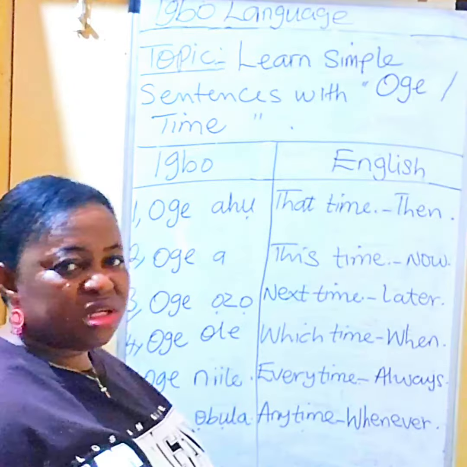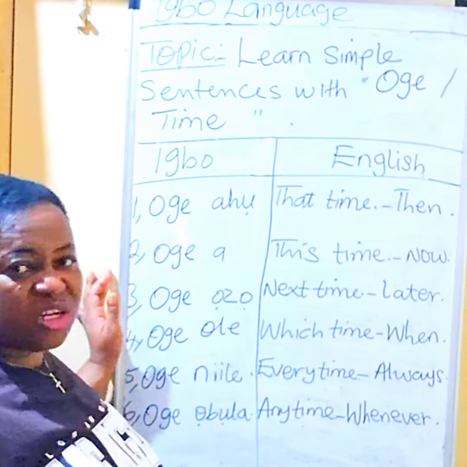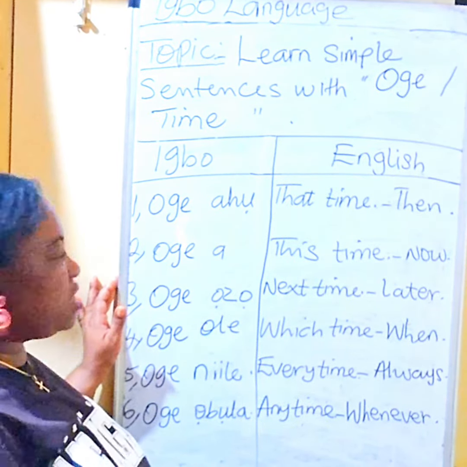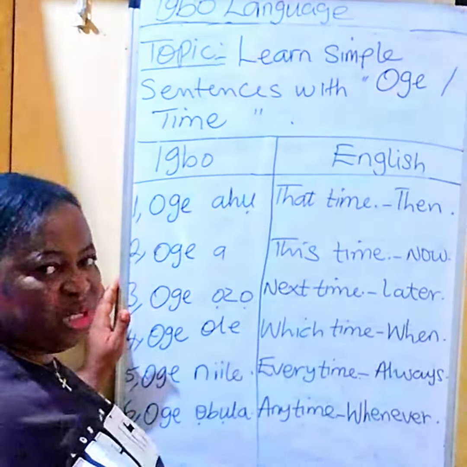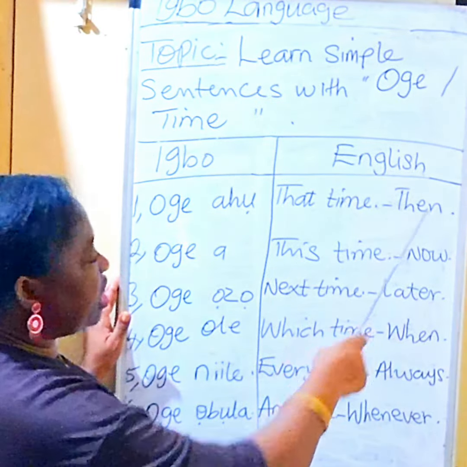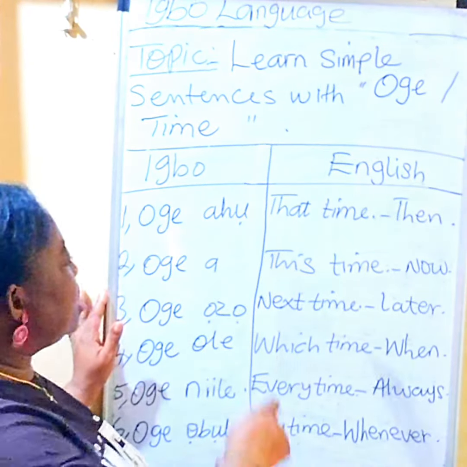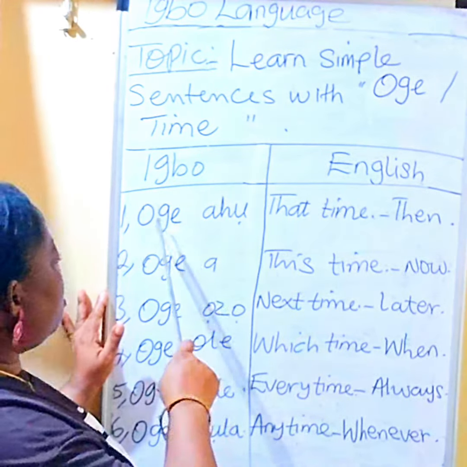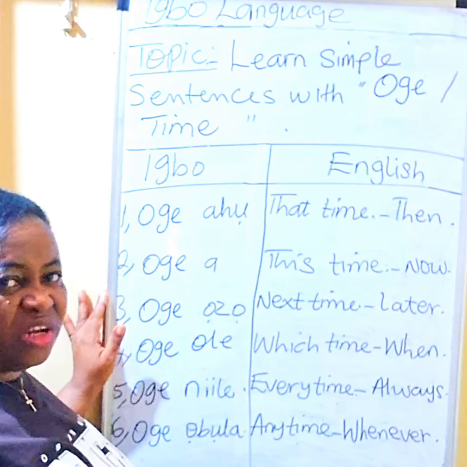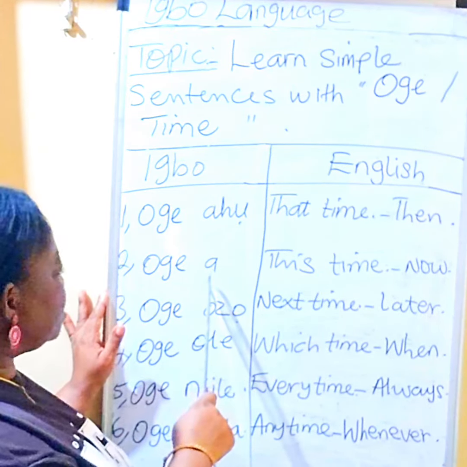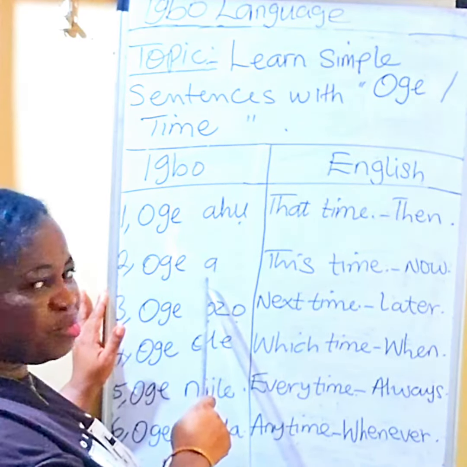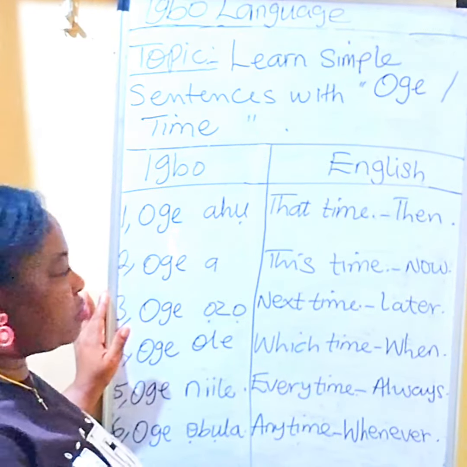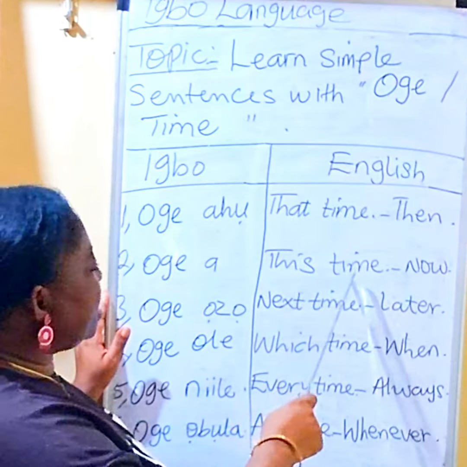Igbo, English. Class, repeat after me. Number one sentence says, oge ahụ. Oge ahụ, meaning that time or then. If you don't want to say that time, you say then in short form. The second example says, oga. Oga means this time or now. Again, oga, this time or now.